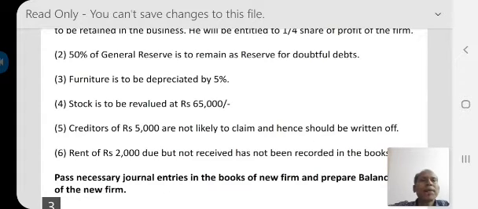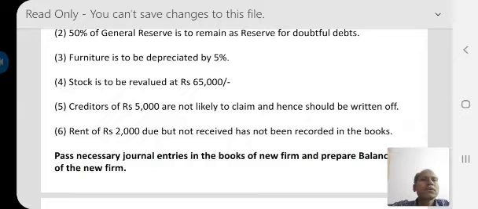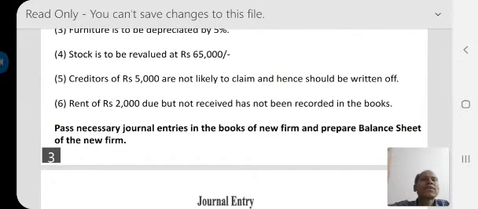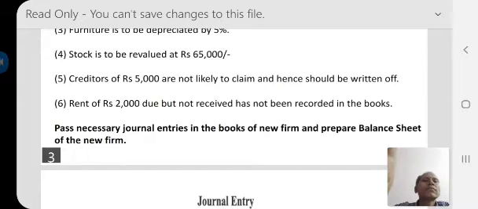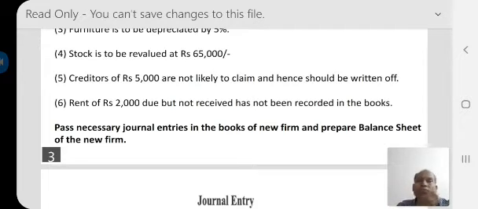So 5,000 is appreciated; the value of the stock is increased by 5,000. Now the next one is the fifth one: creditors of rupees 5,000 are not likely to claim and hence should be written off.